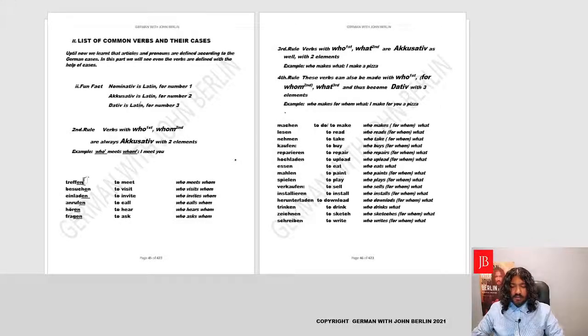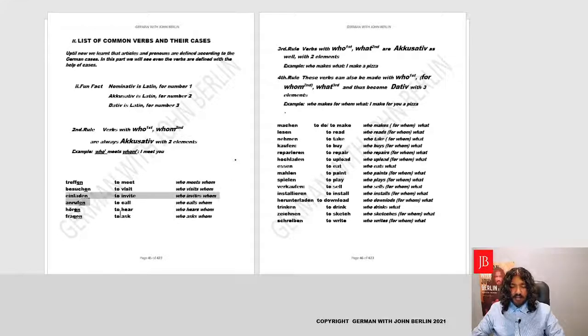The first verb is treffen. Treffen means to meet. Who meets whom? So what does the verb require? Treffen requires who, the person who's meeting, and whom, the person whom he meets. Then the verb is besuchen, which is to visit. It's who visits whom. It requires who, the person visiting, and whom the person visits.